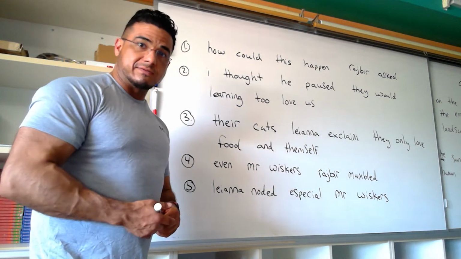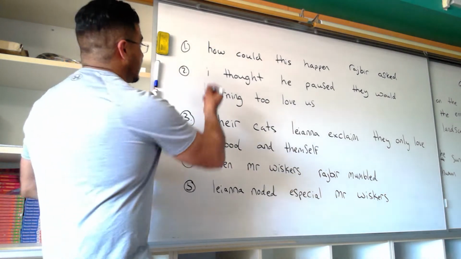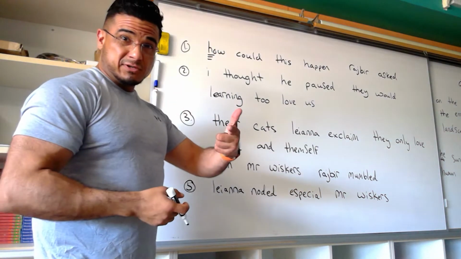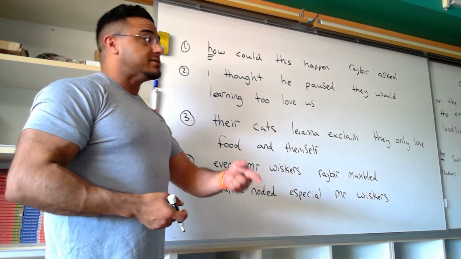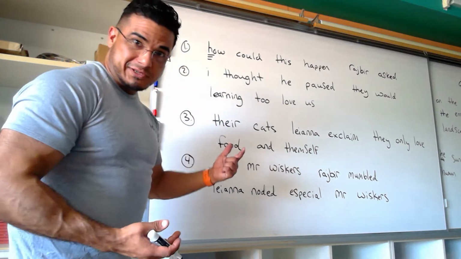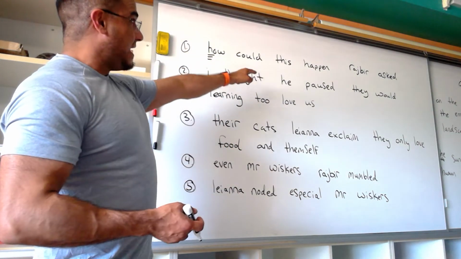Always begin a sentence, of course, with a capital letter. So I'm going to go ahead and change "how" from a lowercase to an uppercase. And when you're reading it, you also want to watch out for the context of the sentence to determine what punctuation, if any, is going to be necessary. Well, of course, punctuation is always necessary. But how could this happen?